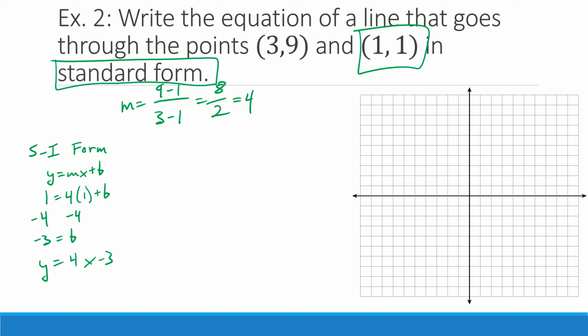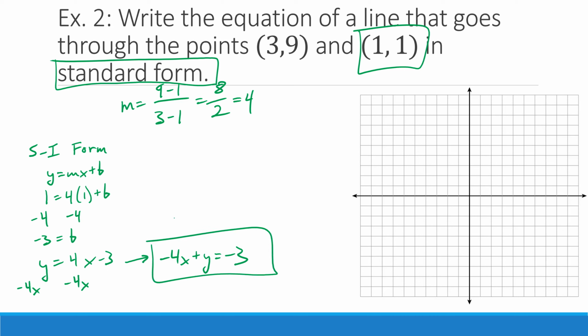Remember, all I have to do to get to standard form is put the x and the y on the same side. So I would subtract 4x from both sides. And that would give me -4x plus y equals -3. This is in standard form because the x and the y are on the same side. And remember, standard form sets it up perfectly for me to use intercept method.